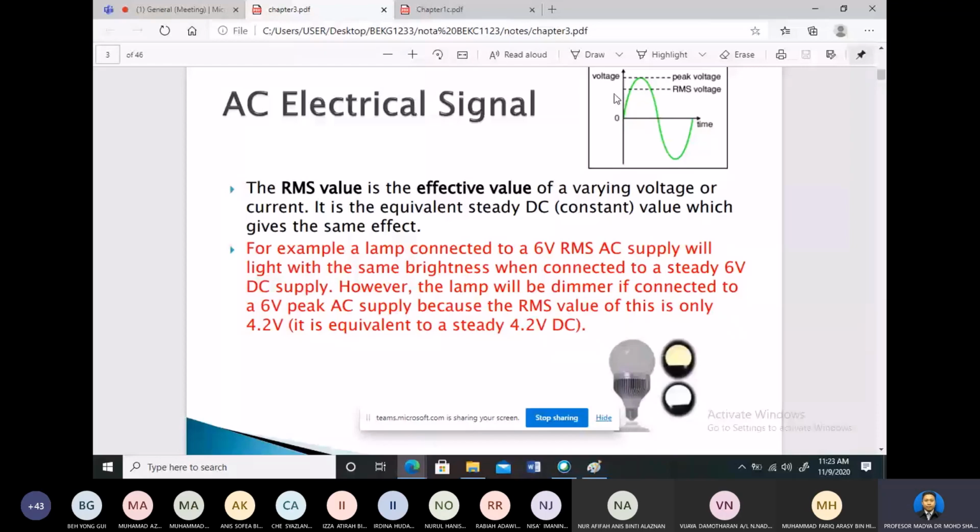If it is stated, for example, 6 volt peak, that means this is a voltage peak. If it is not stated, for example, connected to a 6 volt AC supply, so neither peak nor RMS is given, you have to make the assumption that this 6 volt is the RMS value.